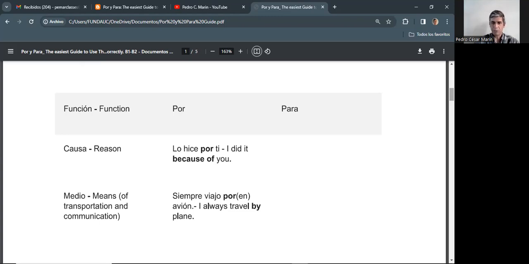First one, por. Lo hice por ti. So you are the reason why I made this. Usually, this is a tough one because it's pretty close to the purpose. Reason and purpose are two things that sometimes are hard to separate because you are the reason why I'm doing this, meaning that you are also the one that maybe is going to receive it.